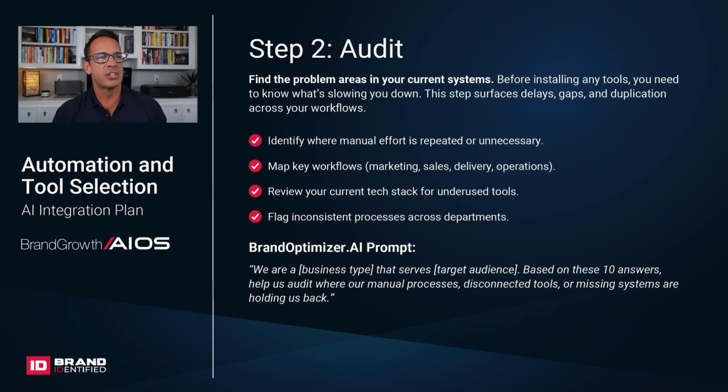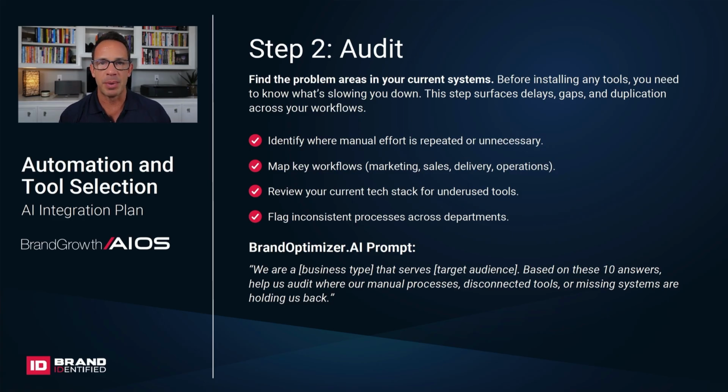So moving into step number 2 of this framework, and that is to audit. Find the problem areas in your current systems. Before installing any tools, you need to know what's slowing you down. This step surfaces any delays, gaps, and duplication across your workflows. So identify where manual effort is repeated or unnecessary. Map key workflows like marketing, sales, delivery, or operations. Review your current tech stack for underused tools, and then flag inconsistent processes across all of your departments.